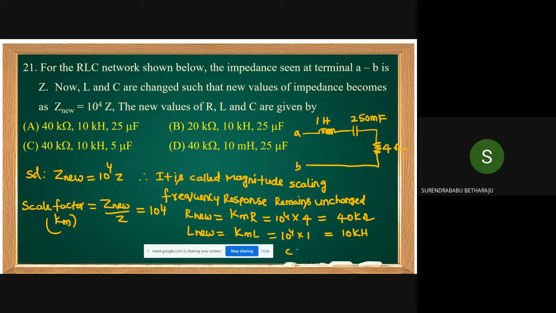What is the C value? C nu equals C by Km. This gives 25 microfarads. This model is not framed in any competitive exam, but remember this model also. Then which option is correct, friends? 40 kilo ohms, 10 kilo Henry, and 25 microfarad. This was about different models of questions. Now the last model of question that I am explaining here. Please concentrate.